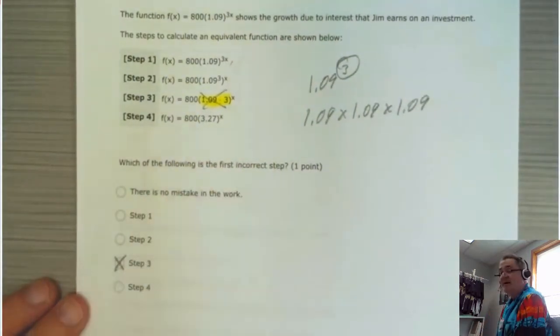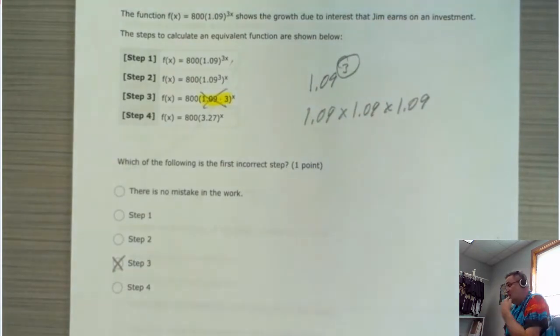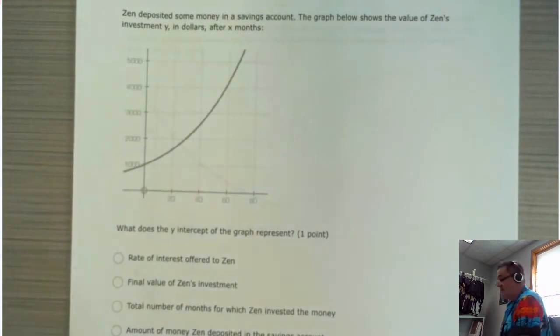So step 3 was the first error when they said multiply it by 3. That's not the same thing. All right, let's go to the next one.